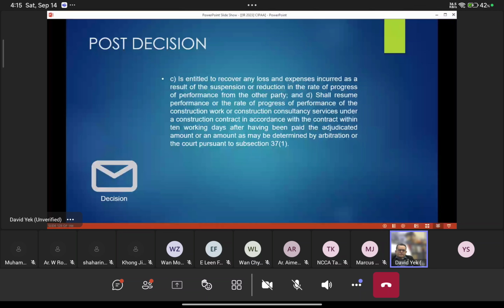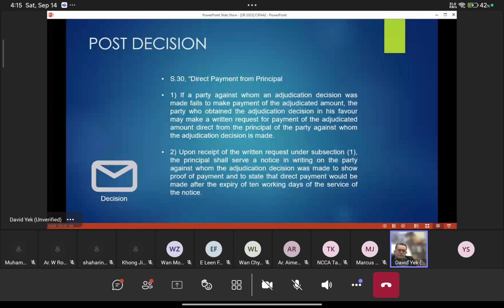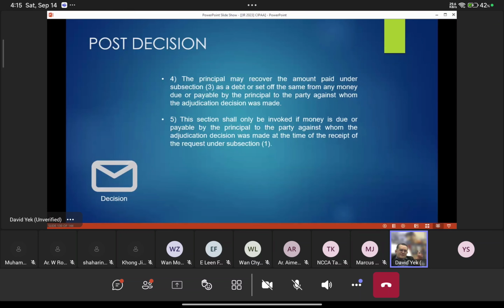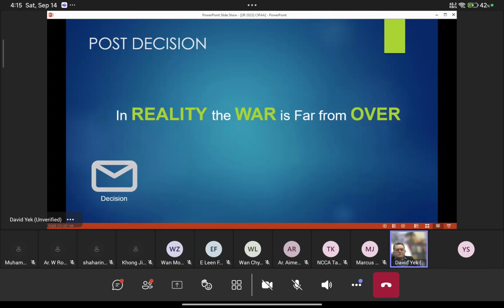Direct payment from principal: that means a subcontractor can get paid if you win the SIPA award from the principal, if the main contractor has no money to pay you. That means you don't have to claim the money from the main contractor; you can claim from the principal, that is, the employer. Okay, but then this entails another problem. This is all legal problems that the lawyers created. In reality, the war is far from over.